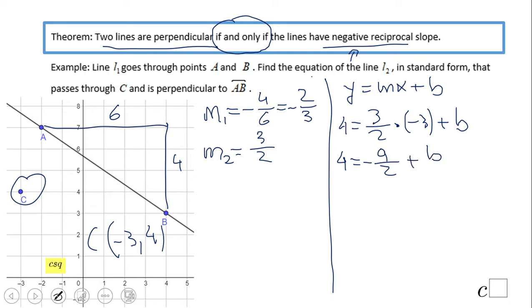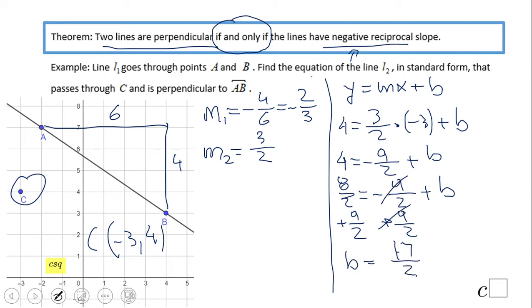Now that 4 is 8 over 2. So now we're going to add 9/2 on both sides to cancel the negative 9/2. So we get b equals 17 over 2. So the equation will be y equals 3/2 x plus 17 over 2.